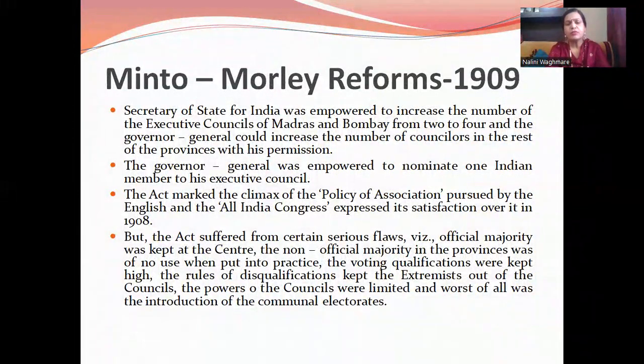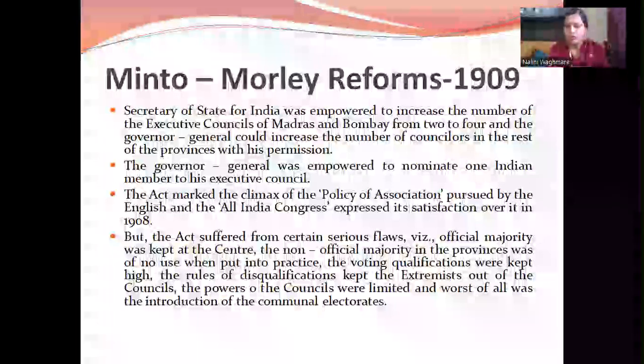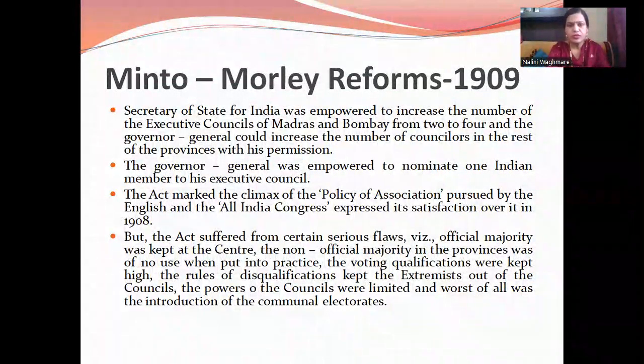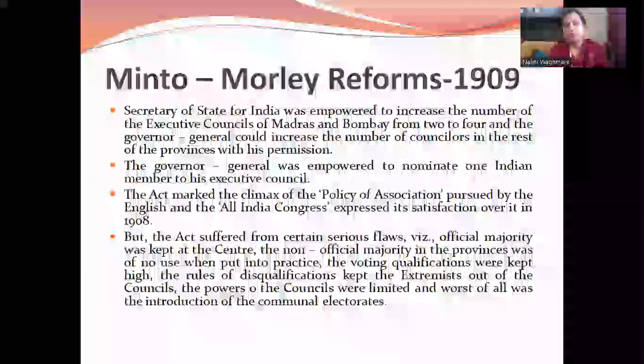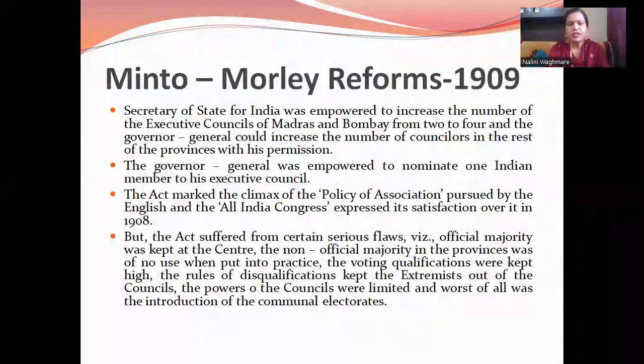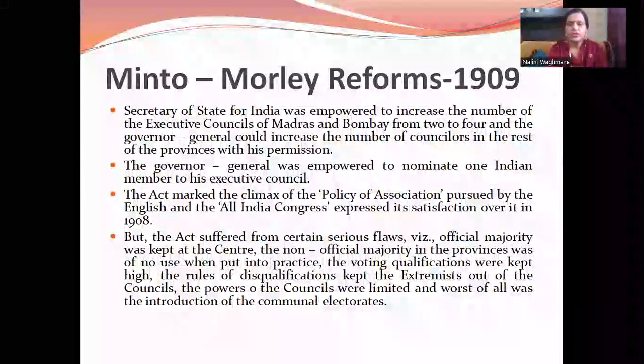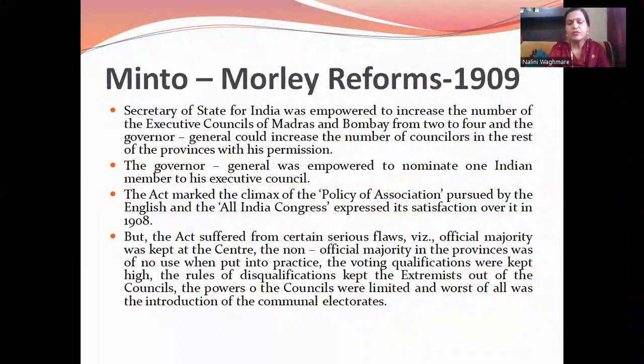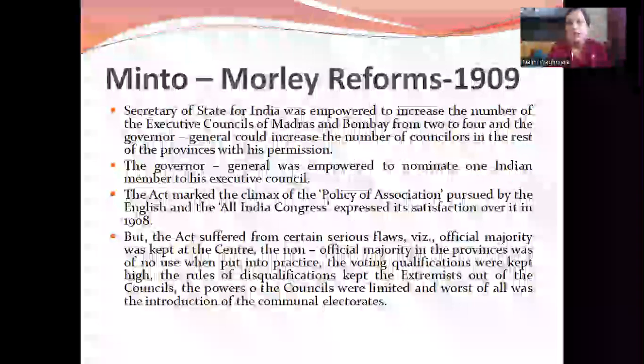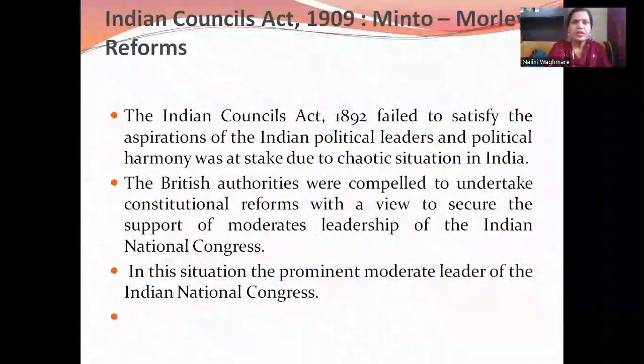But the Act suffered from certain serious drawbacks. That is, an official majority was kept at the center. The non-official majority in the provinces was of no use when put into practice. The voting disqualifications were kept high. The rules of disqualification kept the extremists out of the councils. The powers of the councils were limited, and the worst of all was the introduction of communal electorates. So this is a demerit of the Act. Then, let's say, the Indian Councils Act failed.